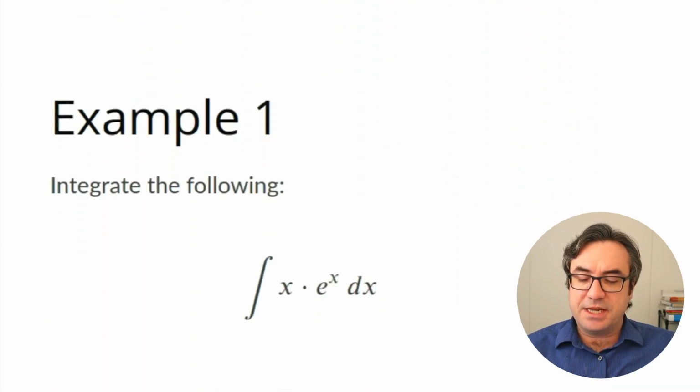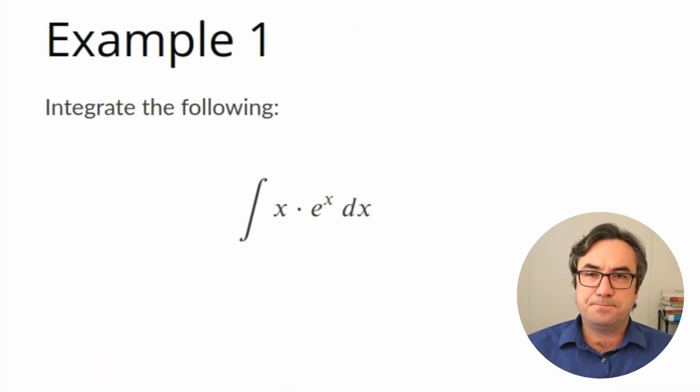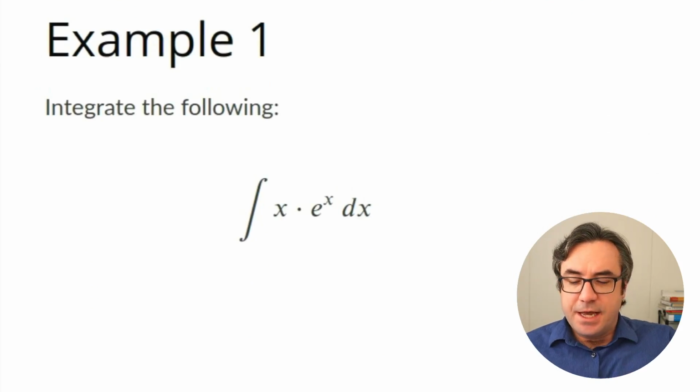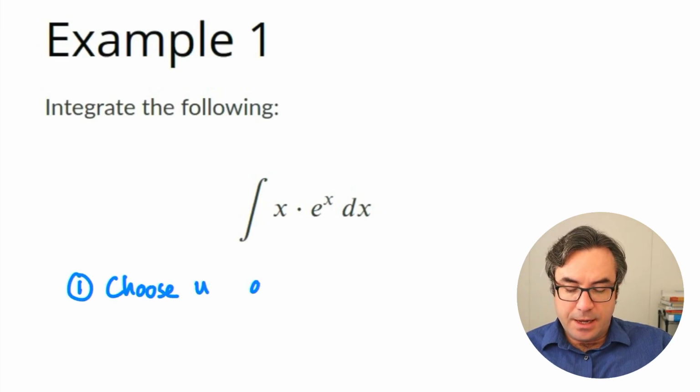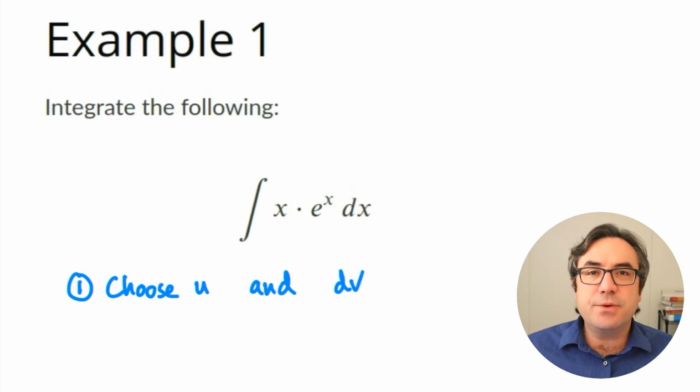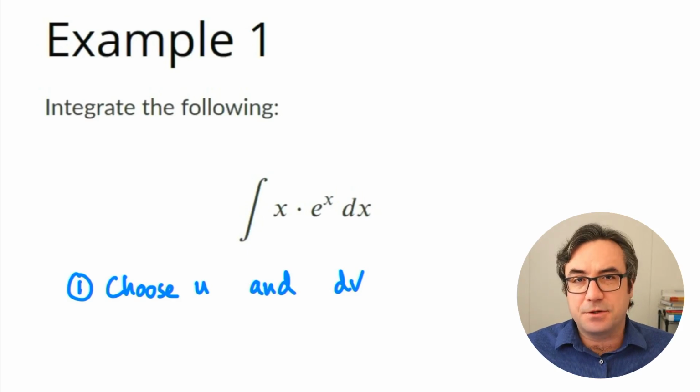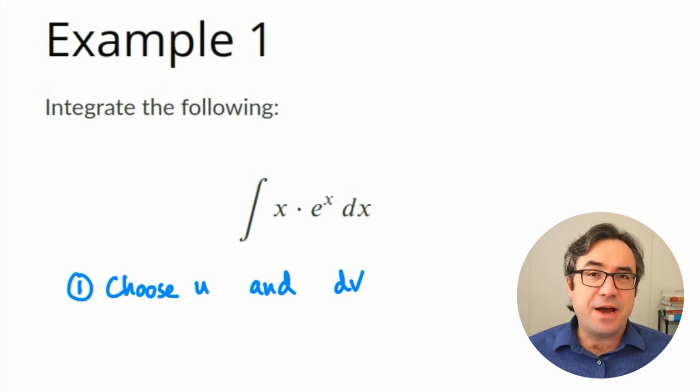Let's start with an example. Let's start with example 1. So the idea behind integration by parts is the first step, we want to choose u and dv. So essentially, we want to identify the parts of our function. So that's what the first step is, identify the parts.